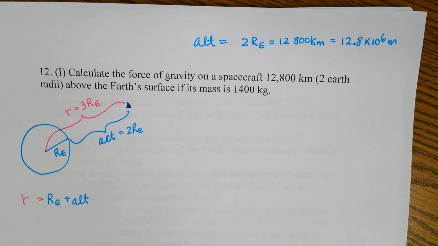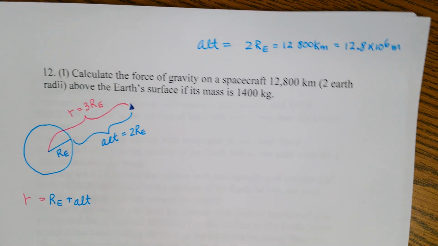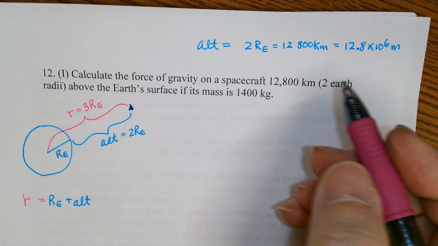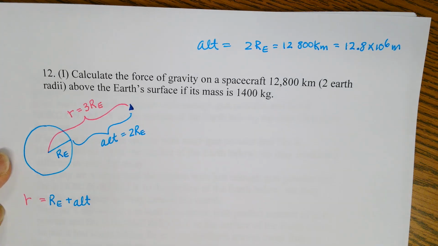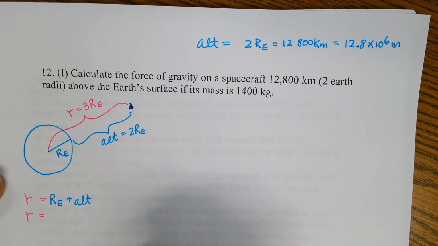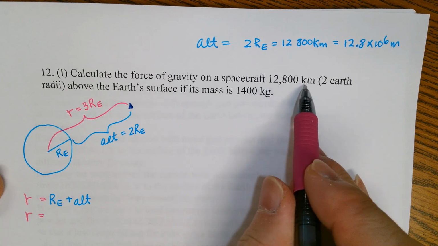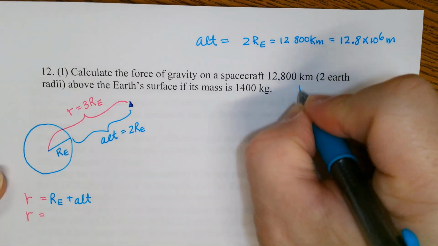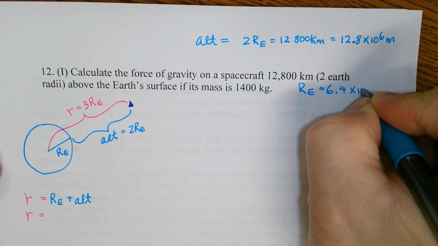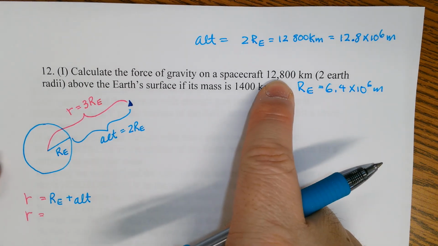So now that we know that, let's figure out the force of gravity on the spacecraft. So what is R? Well, we know if this is twice the radius of the Earth, we can say the radius of the Earth is equal to 6.4 times 10 to the 6 meters. Is that okay? This is just half of that.